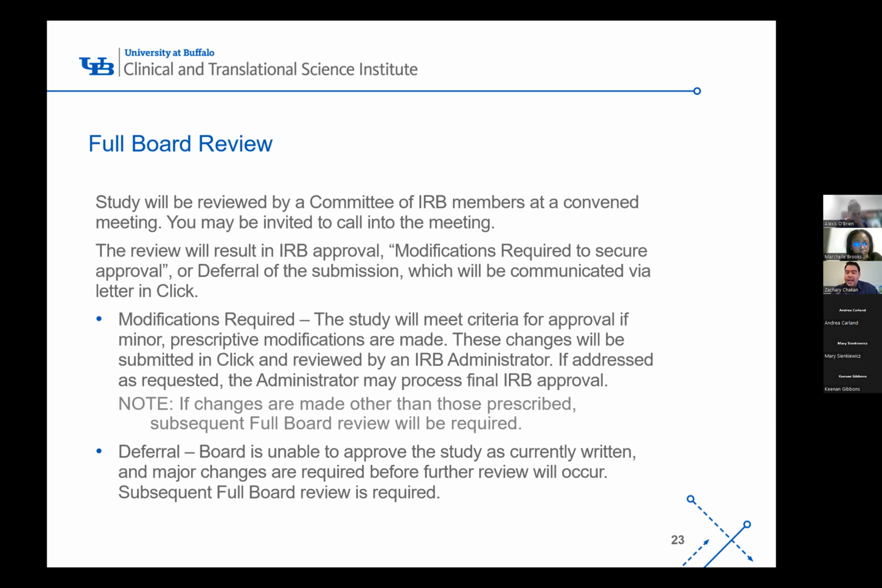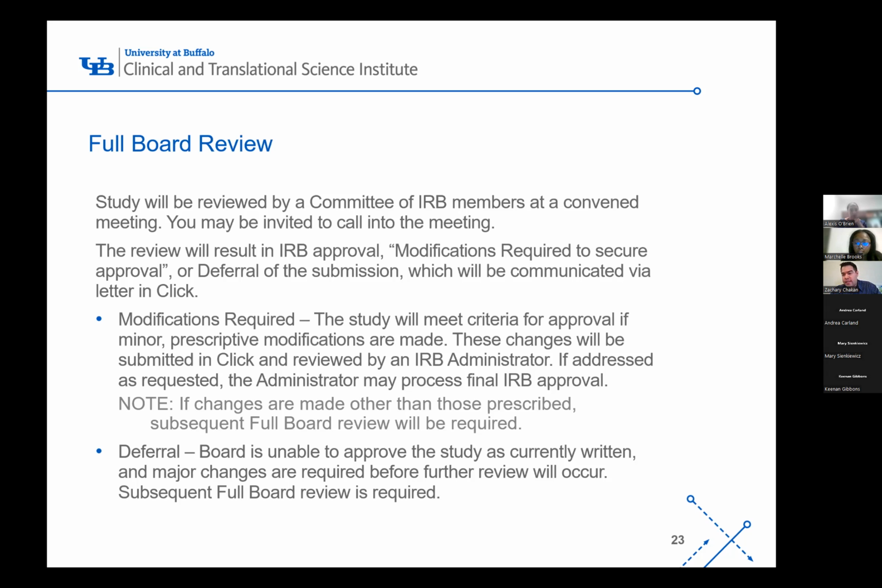You can also dispute what the board says, or give a justification for why you don't believe what they said is required, and you could submit that back as part of a cover letter in your submission as well.